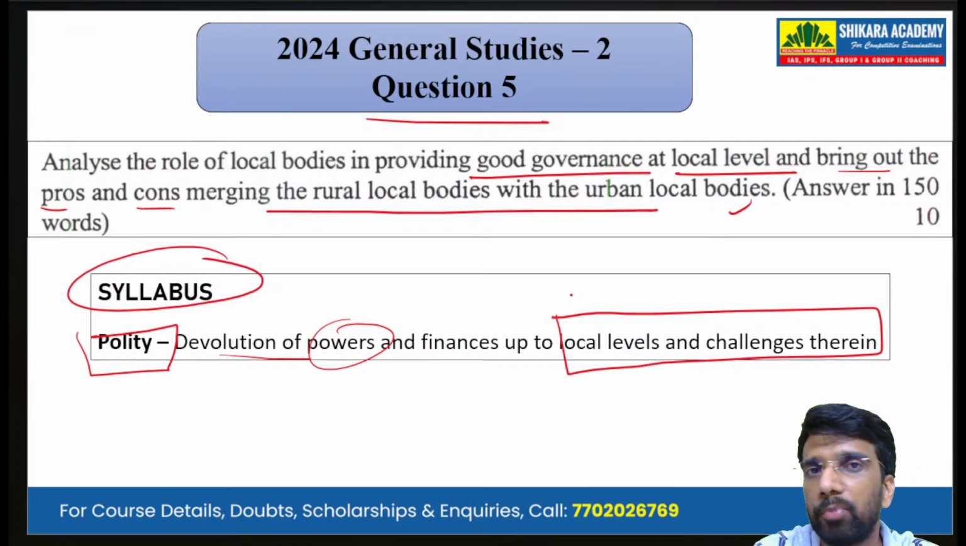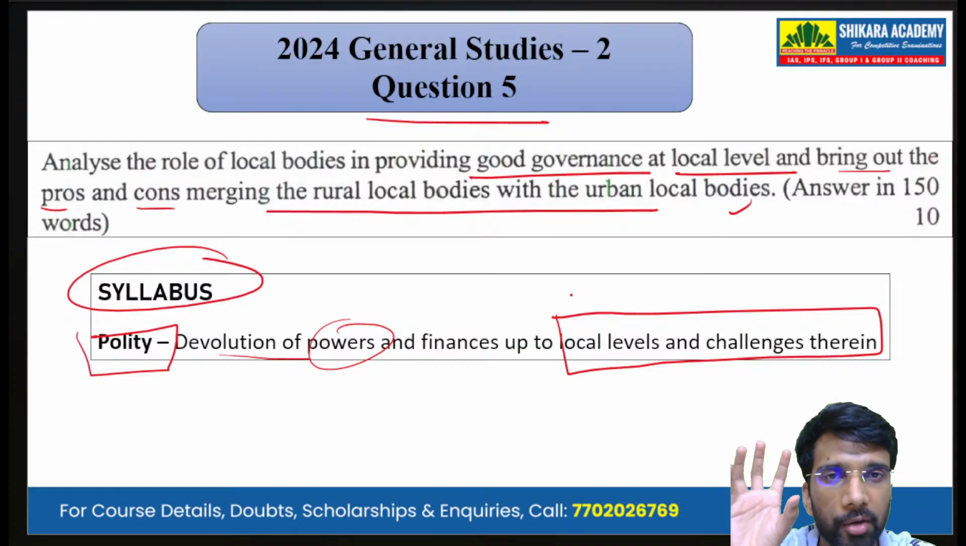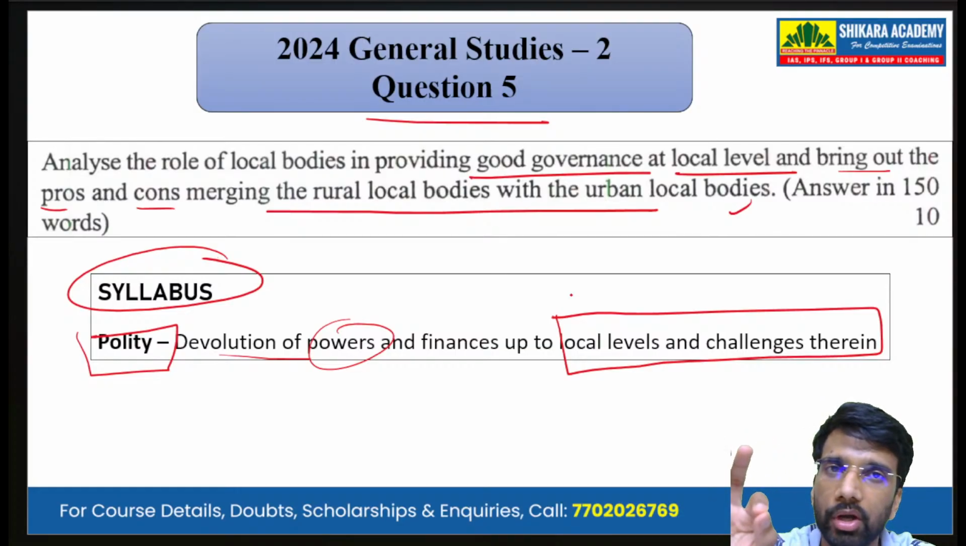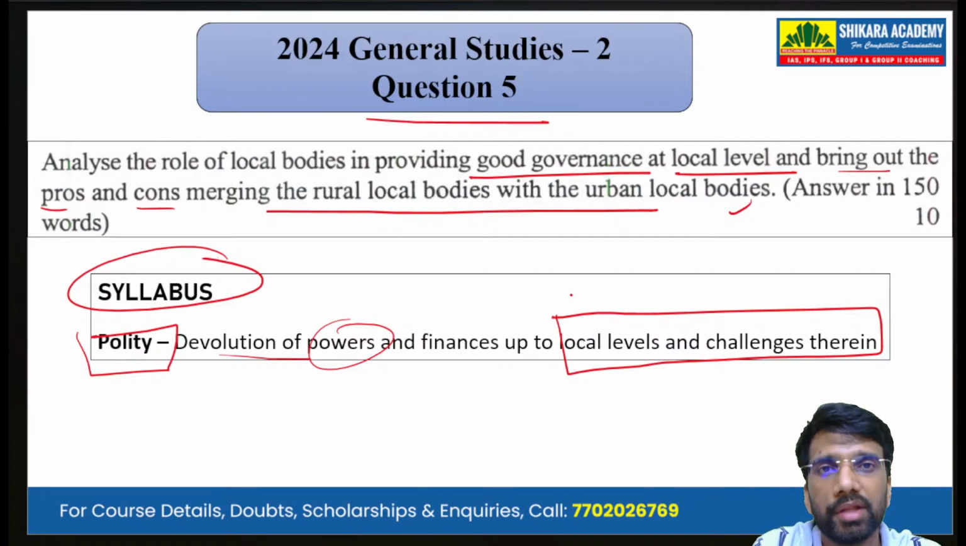Then we have to discuss the pros and cons. For the urban areas, we have the urban local bodies like the municipalities, and for the rural areas, we have the rural local bodies such as the panchayats. Now, the question is asking us to give the pros and cons of merging these two, the urban local bodies with the rural local bodies.